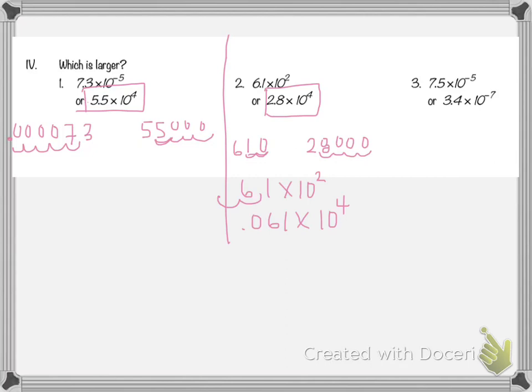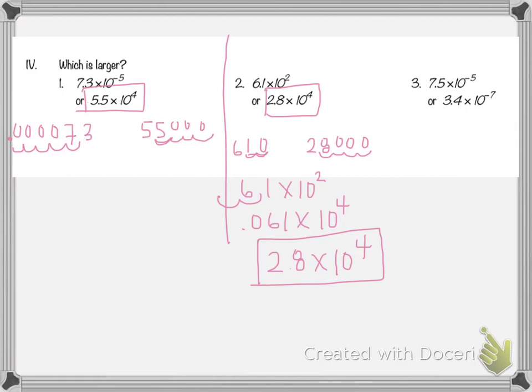Okay, so now I can compare 0.061 and 2.8 times 10 to the fourth, because those are in the same units. They are both raised to the fourth power. So the larger number there is going to be 2.8.